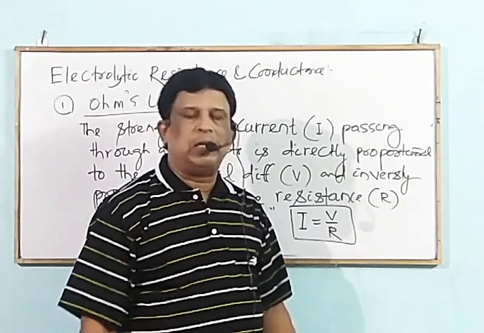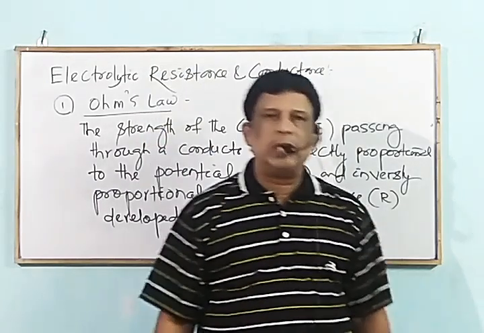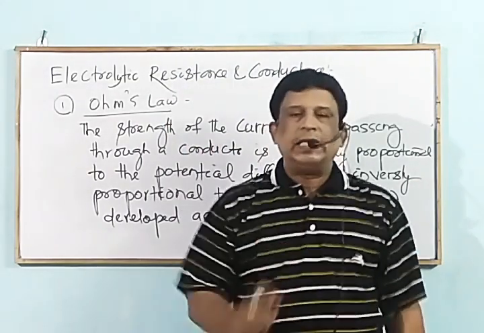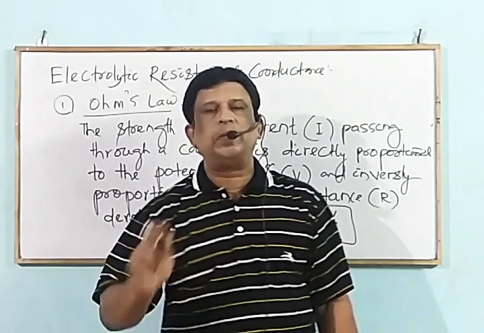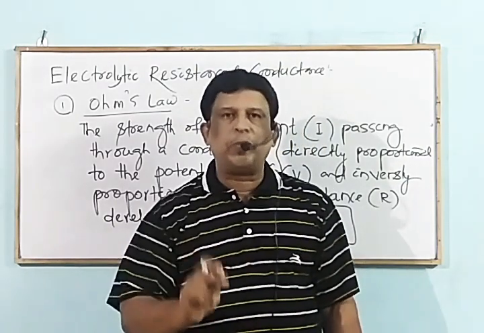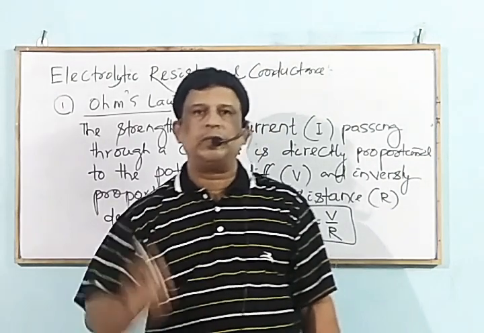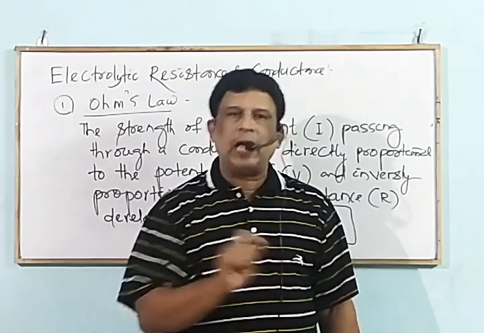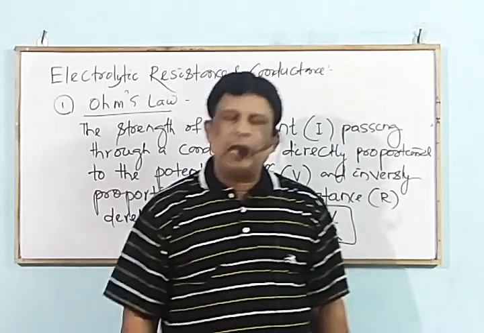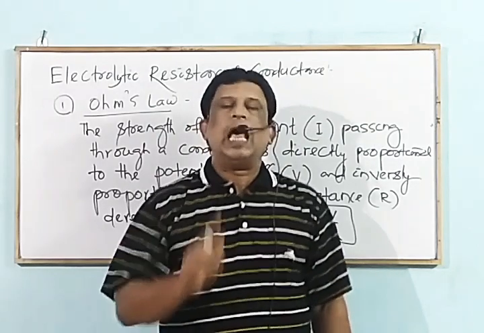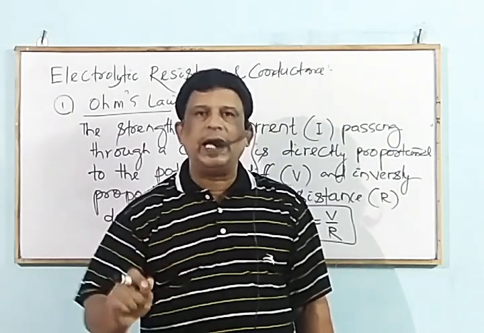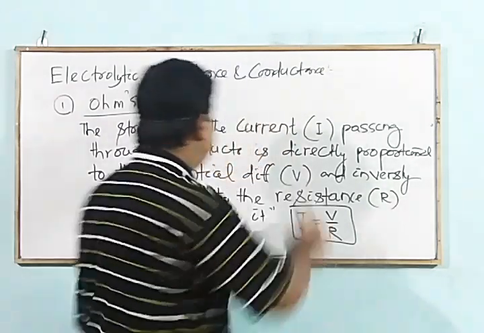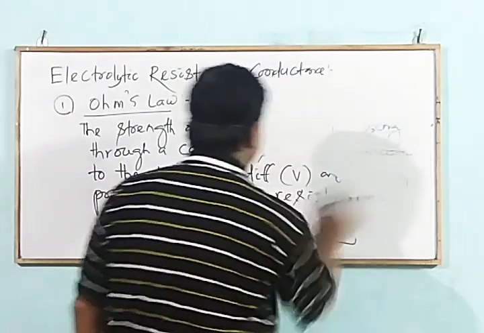It has been observed that the resistance developed across a conductor is directly proportional to its length and inversely proportional to its area of cross section. I repeat again: the resistance developed across a conductor is directly proportional to its length and inversely proportional to its area of cross section. So if we express it mathematically, what is the mathematical expression?